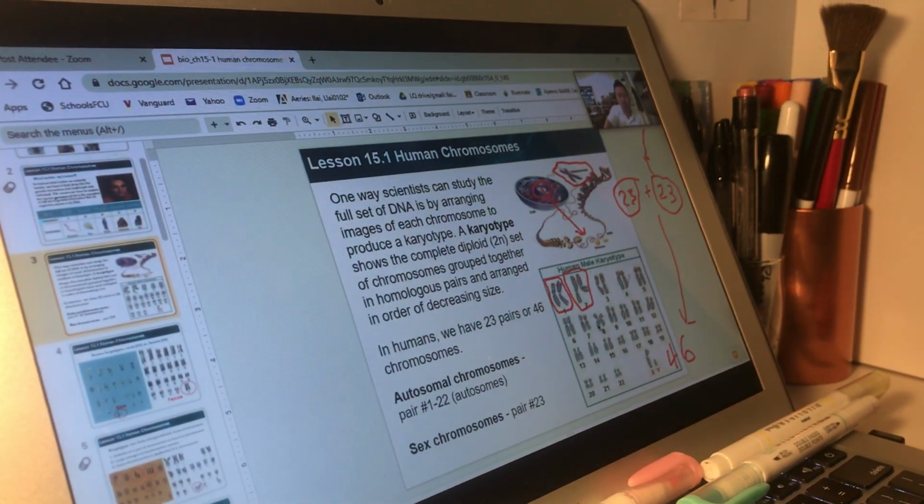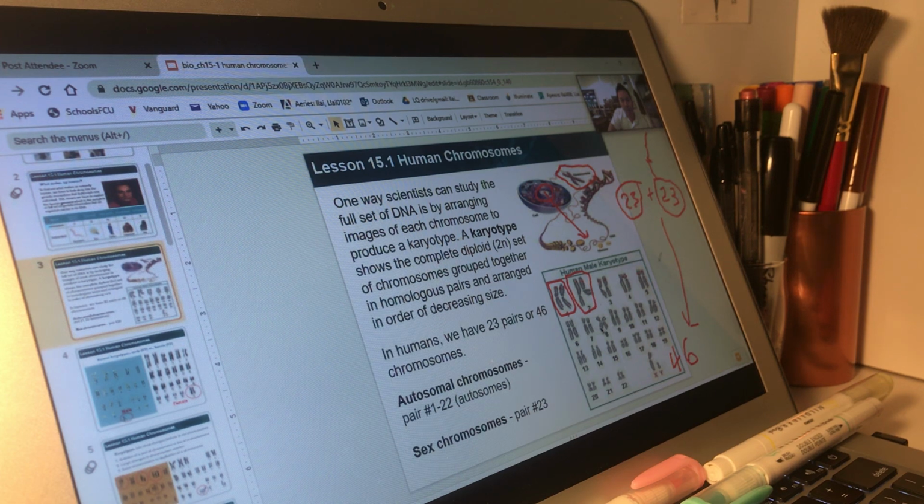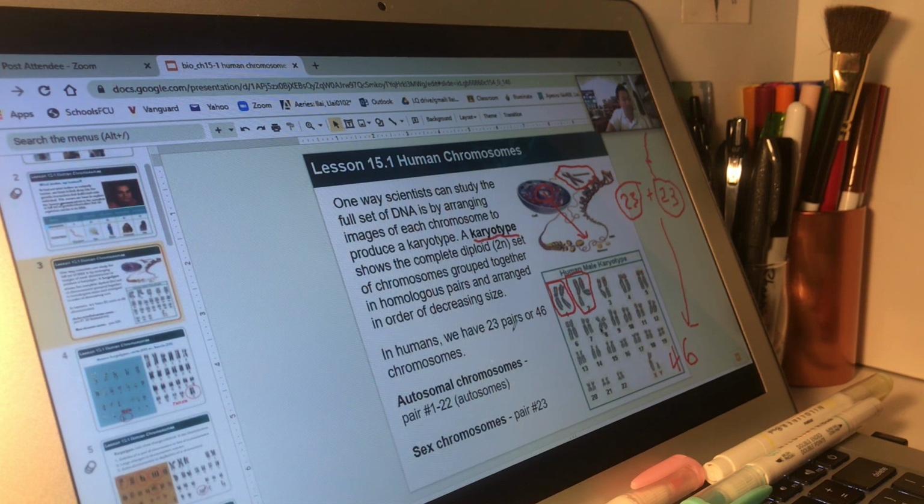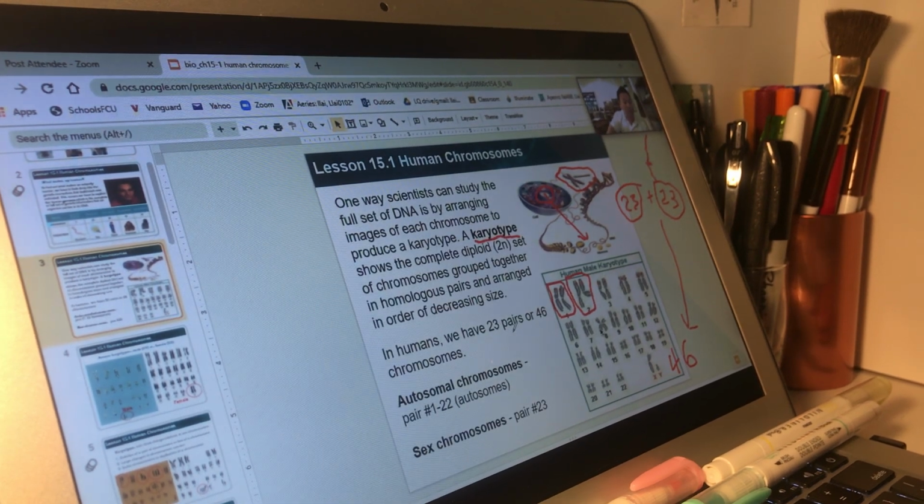Now, what is it called when you have a picture of all the DNA? It's called a karyotype. A karyotype is a complete list of all the chromosomes in a cell. In humans, again, we have 46, or you can say that we have 23 pairs. A pair means two, so 23 pairs is the same thing as 46 chromosomes.